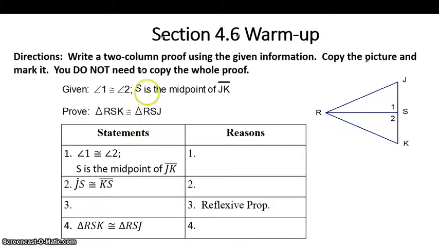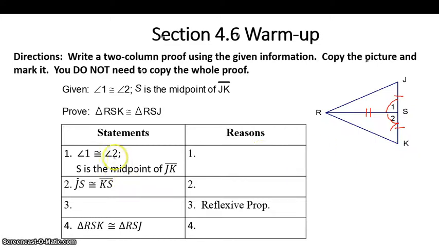Okay, so now let's go through this problem. So angle 1 congruent to angle 2. And S is the midpoint of segment JK. So remember, if S is the midpoint, it means that JS and SK are congruent to each other. That's what the definition of midpoint says. It says if it's a midpoint, then it bisects the segment into two congruent segments. And then if you think about it, what else could we mark like we were doing our problems previously? I could mark this because of reflexive.